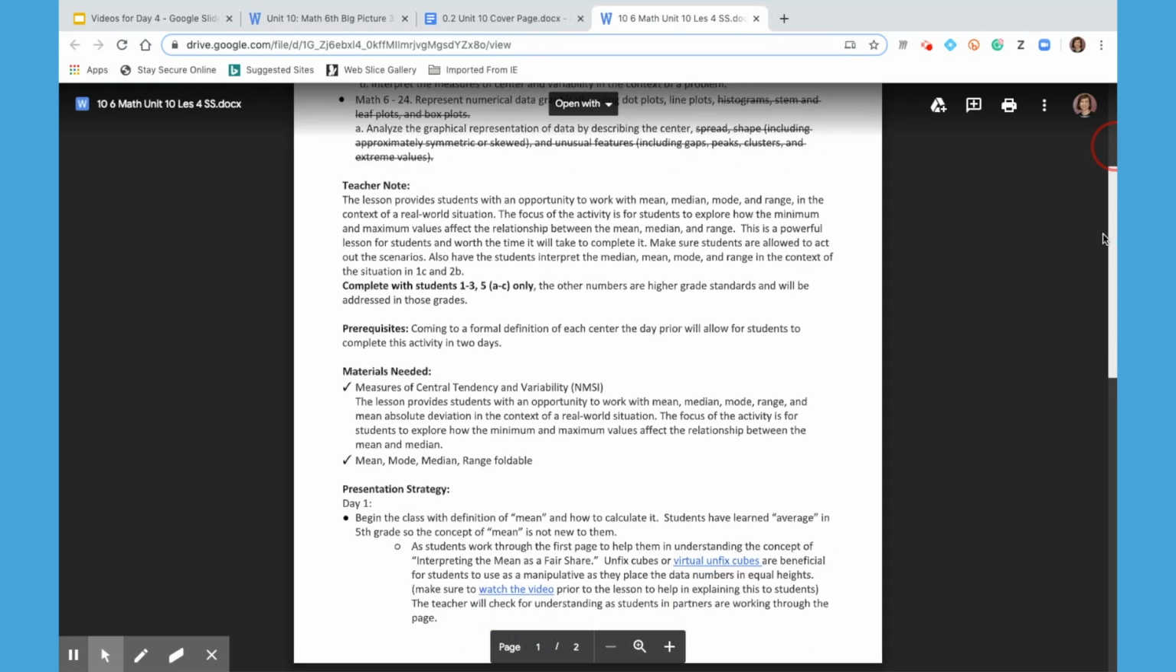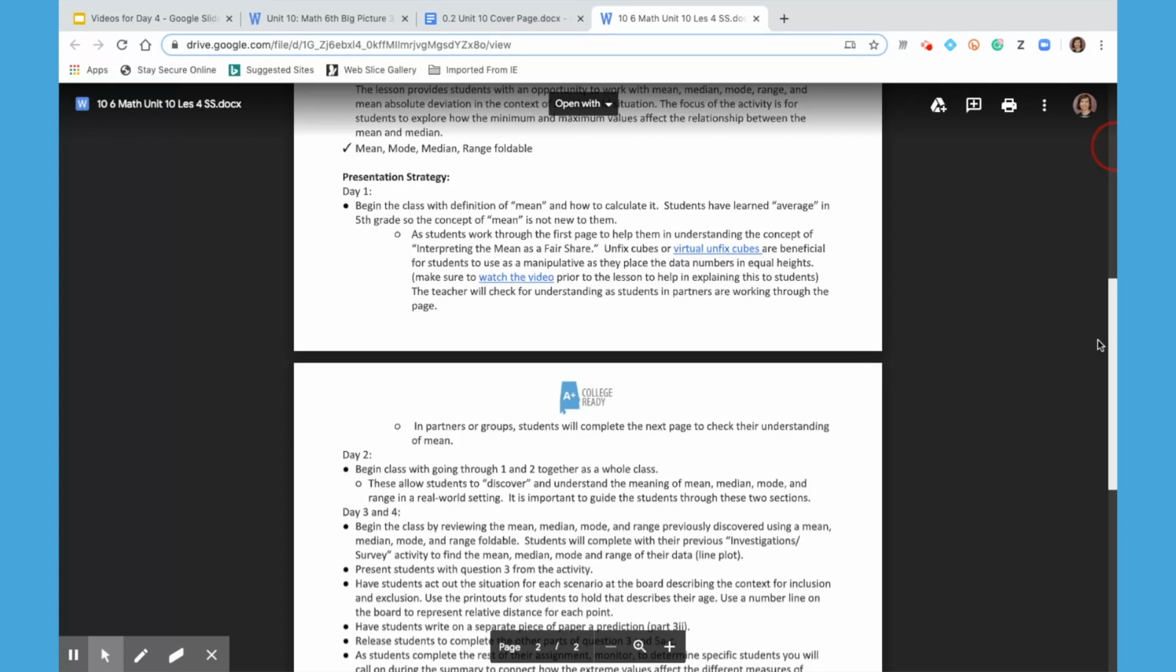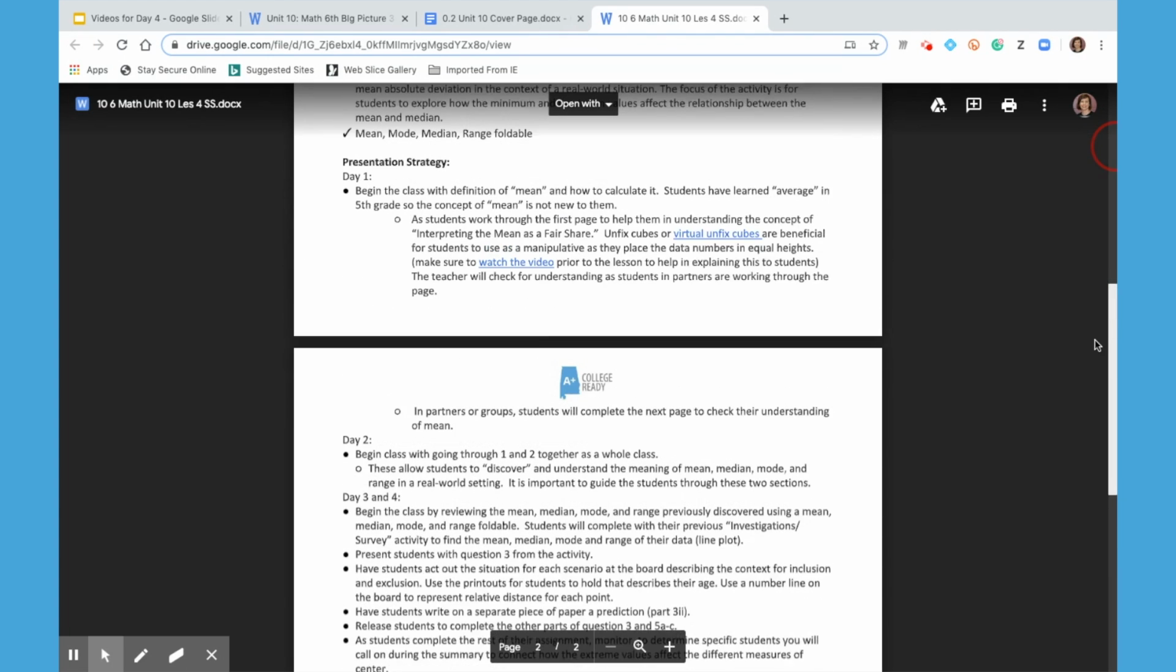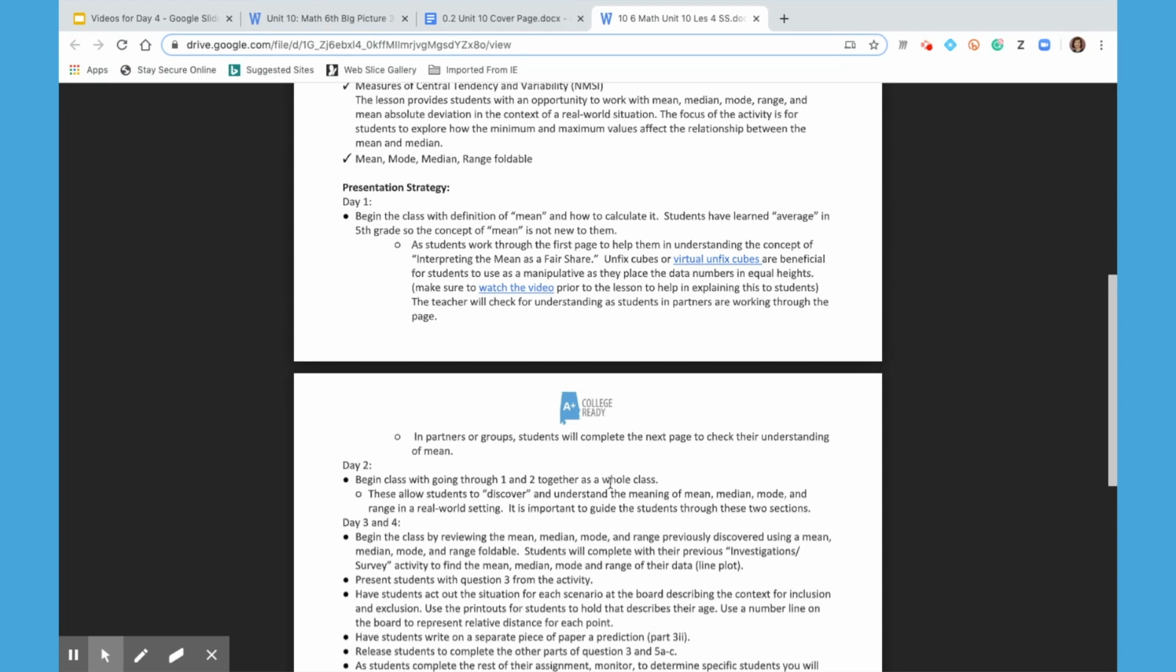Has the teacher note there. It also has a foldable that will really help students with that. And it says this is day 1. These are broken down into the days, so you're able to quickly see in your presentation strategies how to lay out the lesson. It's also organized in your student resources for each part of those days in order.